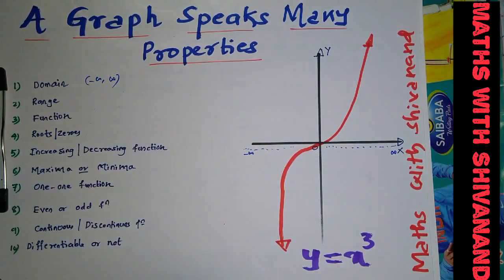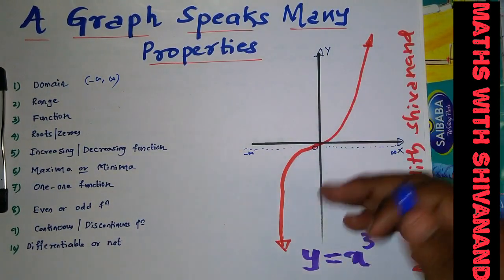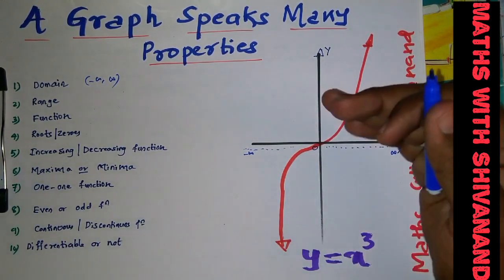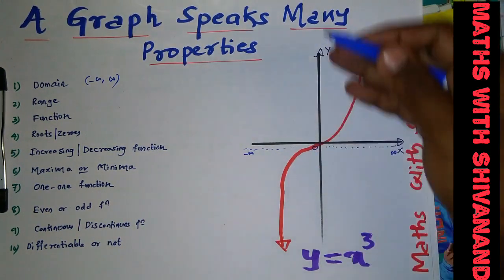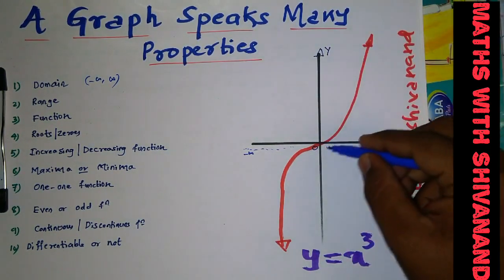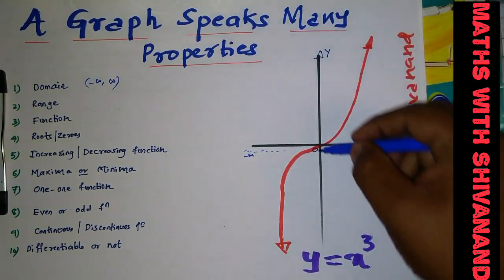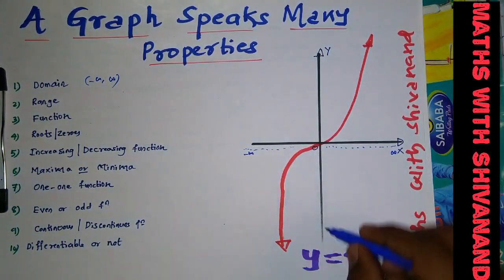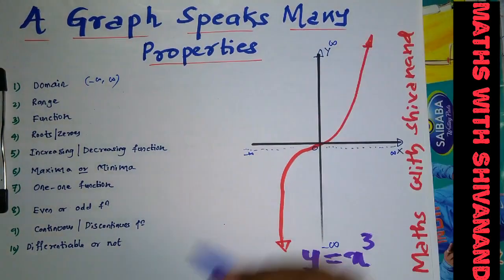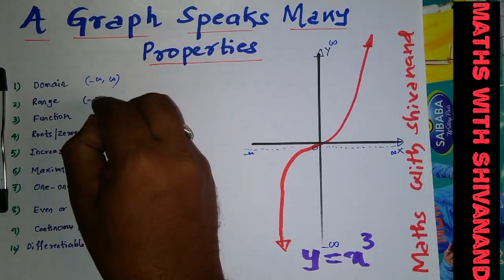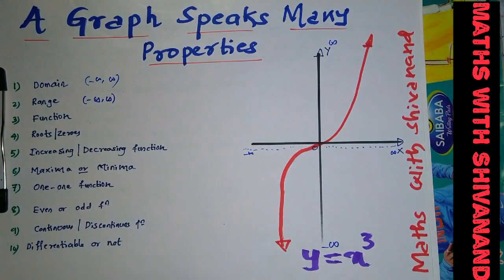Then what is the range of this function? Range is nothing but the output, or its answer. Range is taken along the y-axis. By seeing the graph only I can speak of it. The graph is moving towards the positive y-axis as well as towards the negative y-axis. It is taking all values right from minus infinity to plus infinity. The range of this function is also minus infinity to plus infinity.